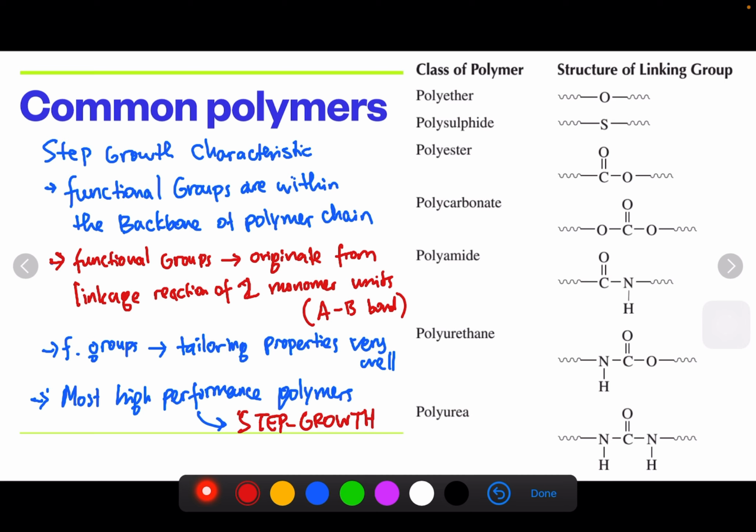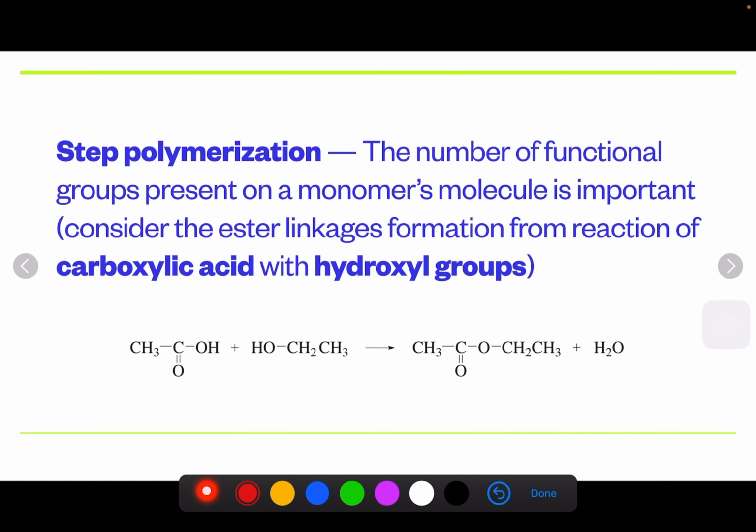Okay, now we move to this idea of step polymerization that depends on the number of functional groups present on the monomer molecules. As an introduction, consider the linkage formation from reactions of the carboxylic acid with hydroxyl groups. So we have the alcohols here, and then we have the carboxylic acid here, and look at how these alcohols react with this, something we call esterification, and then it releases a molecule of water.